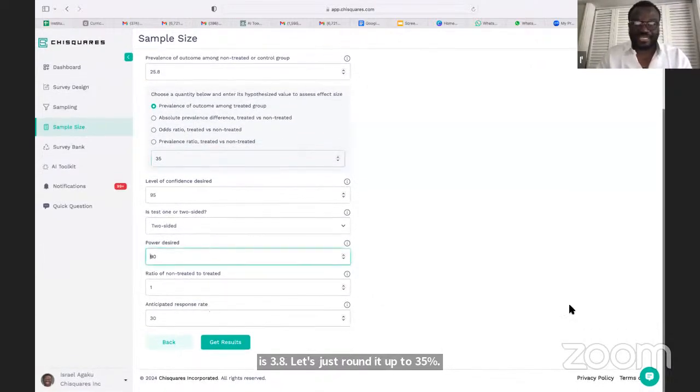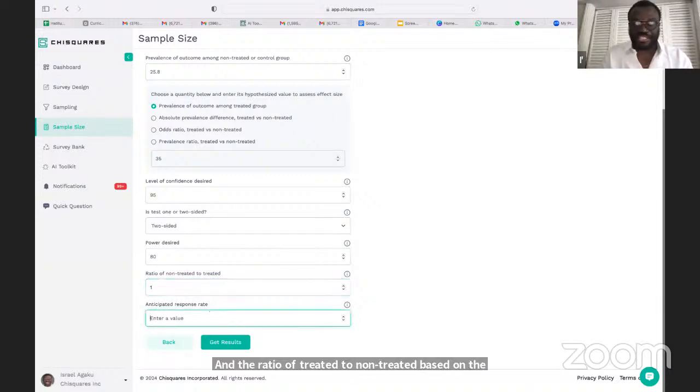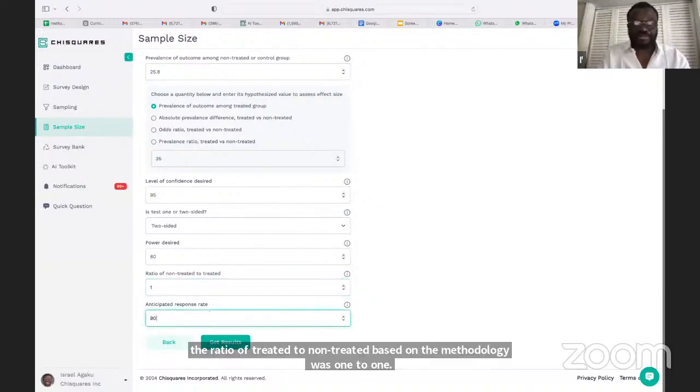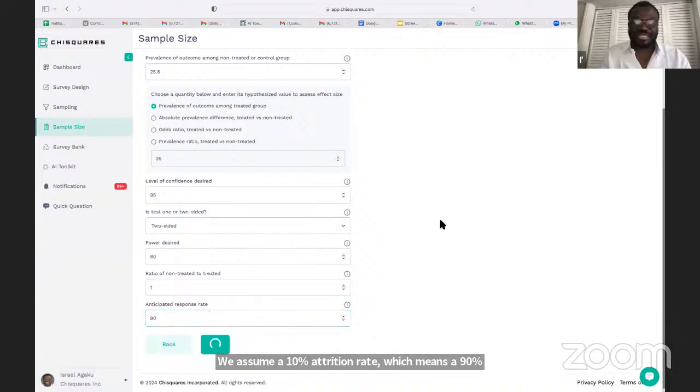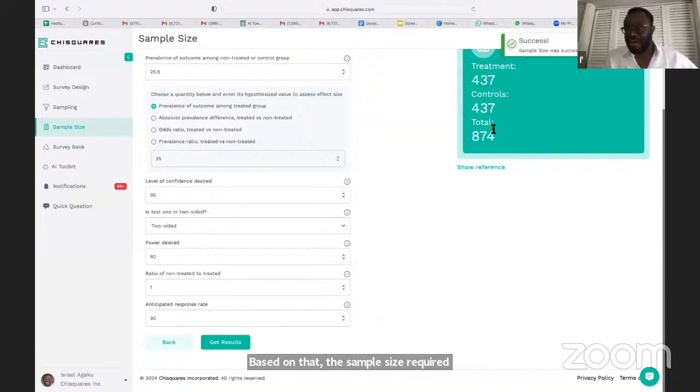The power desired is, let's say, 80%. The ratio of treated to non-treated based on the methodology was 1:1. We assume a 10% attrition rate, which means a 90% response rate. Based on that, the sample size required is 437 individuals in each arm.